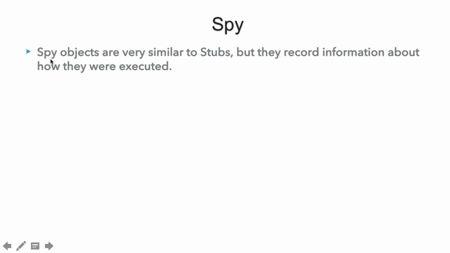So friends, what do we mean by SPY? Here the SPY test double basically keeps an eye on the external dependency and records whatever interaction has been made with it. SPY objects are very similar to stubs, but the only difference is they record the information about how they were executed. So let's say we have a class under test which has an external dependency.